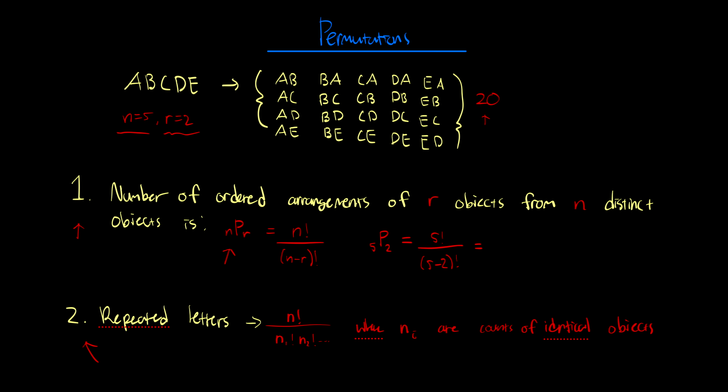A neat trick when solving these factorial problems is to expand the numerator and the denominator like this. The denominator is going to be 3 factorial, so 3 times 2 times 1. As you can see, we are able to cancel out the 3 times 2 times 1 very neatly, and all we get is 5 times 4. So this is going to be equal to 20.